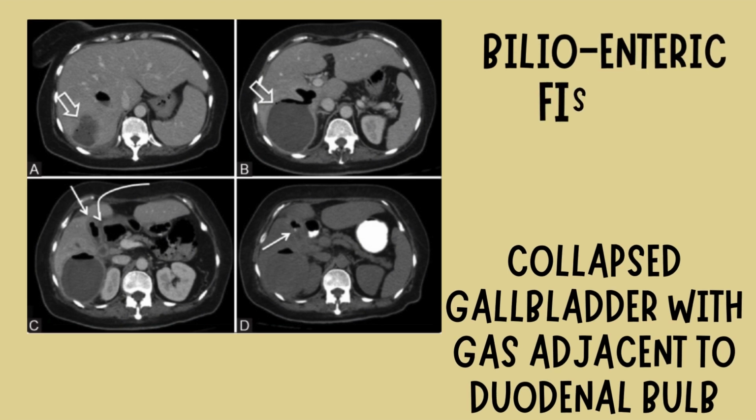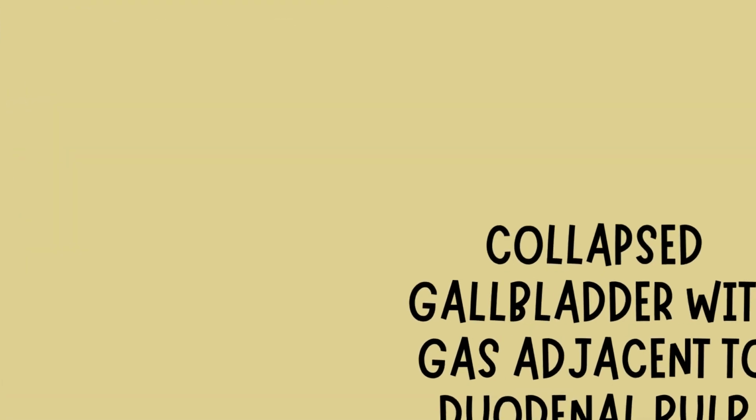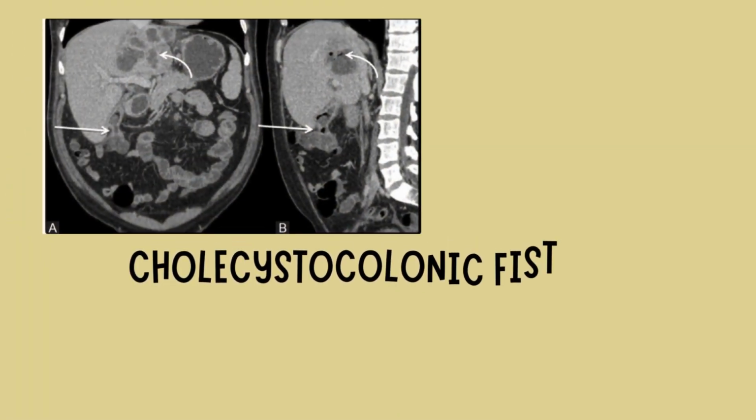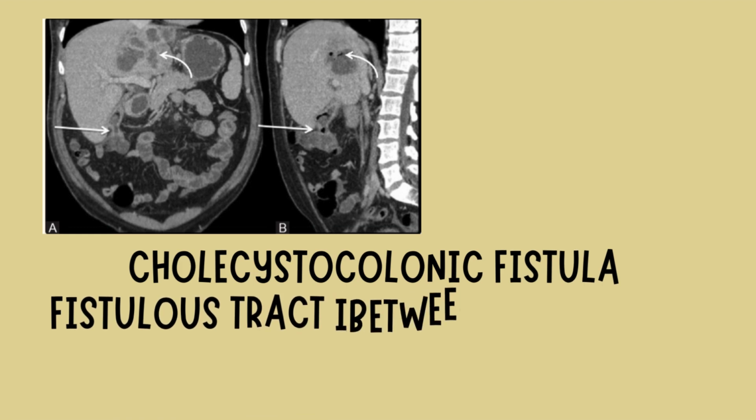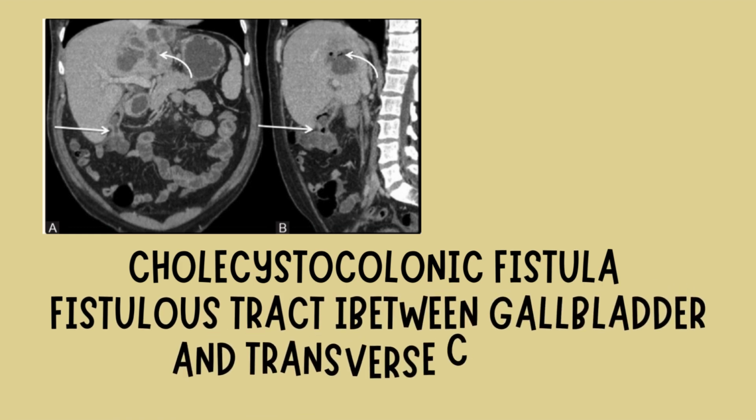These images are showing the bilioenteric fistula, which is formed by the perforation of the gallbladder into the duodenal bulb. These coronal images of CT scan are showing the cholecystocolonic fistula, meaning a fistulous tract between the gallbladder and the transverse colon.